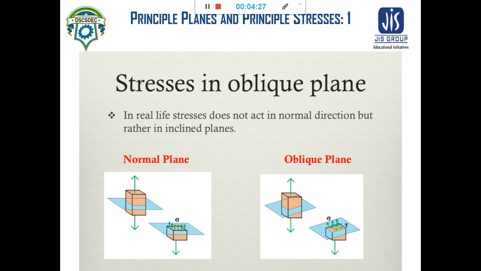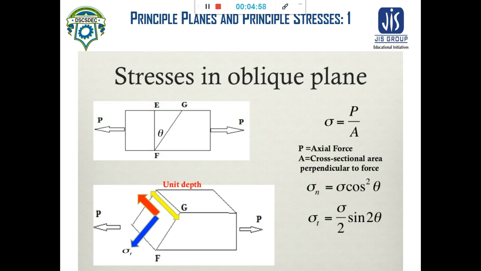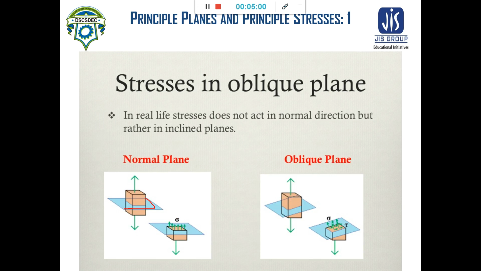So let's see what happens in real life condition. In real life condition there is nothing like this normal plane. There is no normal plane in real life, because the load is not acting uniformly all over the body, so that's why there is an oblique plane. In real life, stresses do not act in the normal direction, but they act in an inclined direction. So in the inclined direction, what will happen?